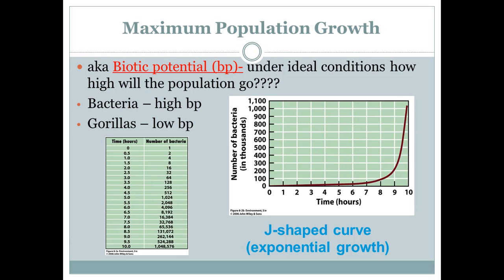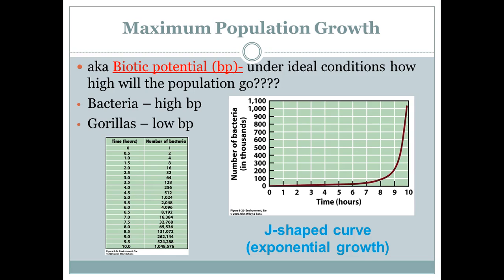We say that bacteria have a very high biotic potential. That means they will reproduce and go into exponential growth very quickly. And gorillas have a low biotic potential. That's because they don't reproduce very fast, and it takes a long time to grow their populations.